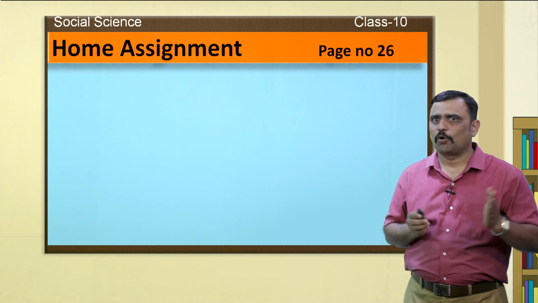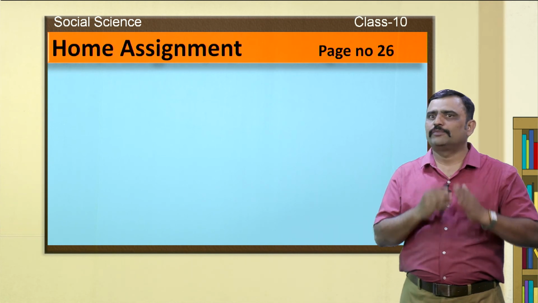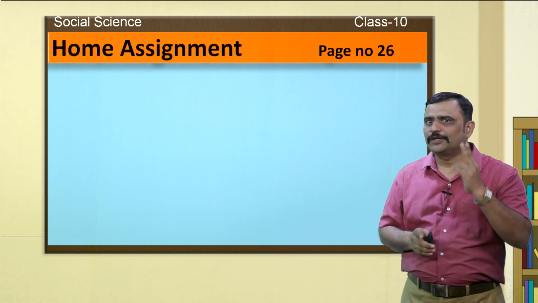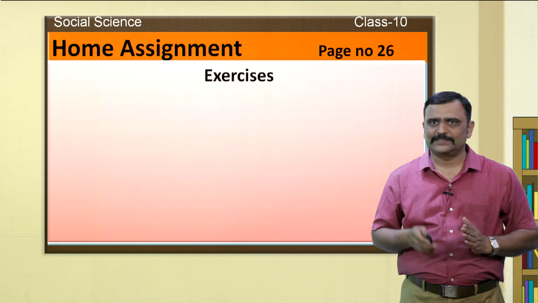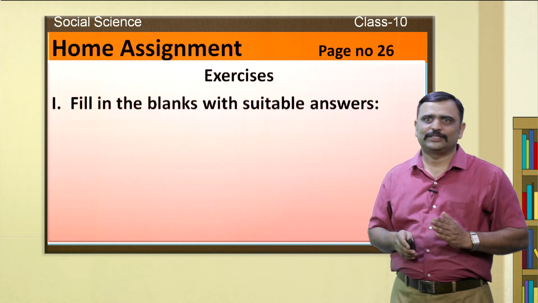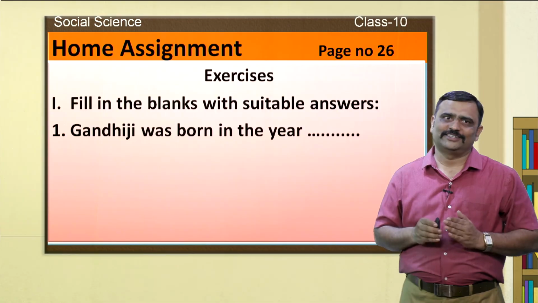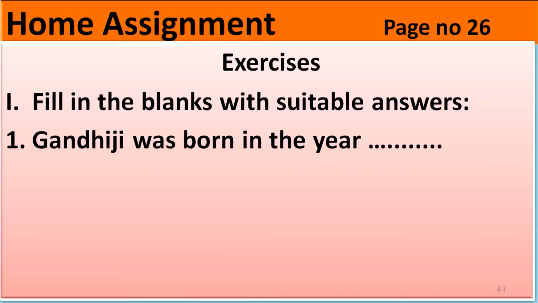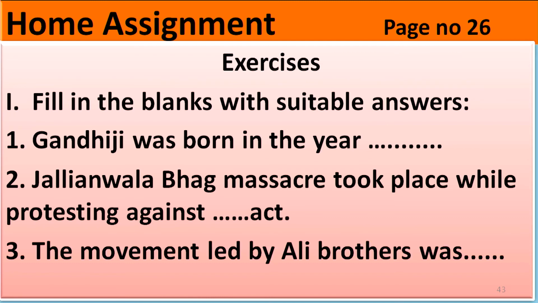Let's discuss the home assignments. Here are the home assignments for you, which are on page number 26 of your part 2 textbook. Let's see what the home assignment questions are. First one, fill up the blanks with suitable answers. Gandhiji was born in the year. Yes, dear students, you need to answer it. Jallianwala Bagh massacre took place while protesting against the blank Act. Think over the answer. The movement led by Ali brothers was. Go ahead with the answer.